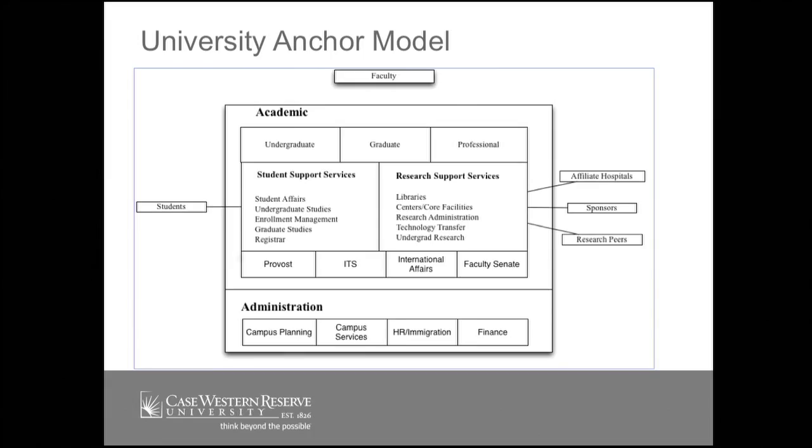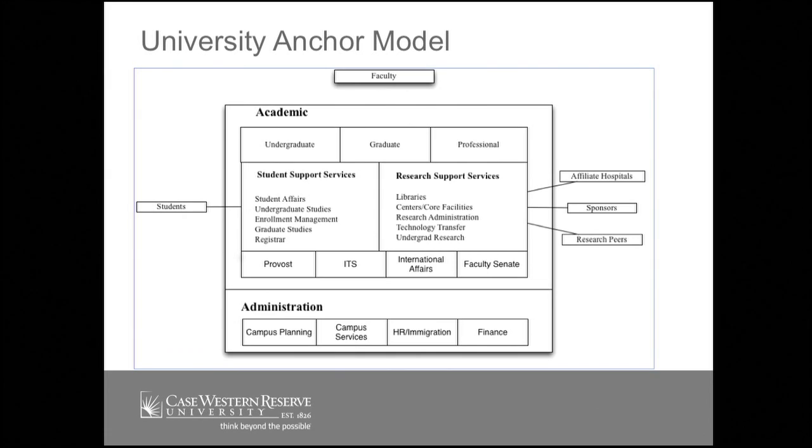And then you'll notice that there are some boxes on the outside. Those are the external entities that are looking into the picture around faculty. So you have your students on one side, and then your affiliate hospitals, your sponsors, so that would be the sponsors for your research, and then your research peers. And that could be subcontractors. It could be someone at another university. A lot of research grants that are coming out of the federal government right now, 4 or 5 different universities need to be working together to, let's say, examine kidney disease.